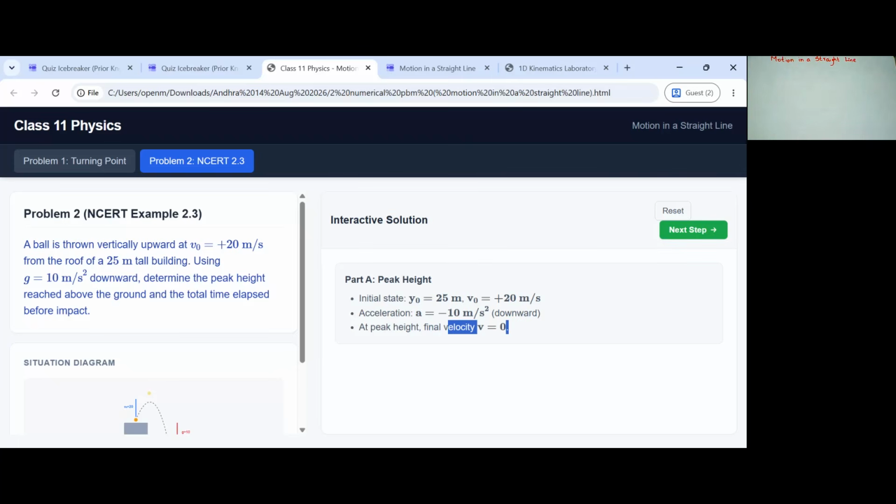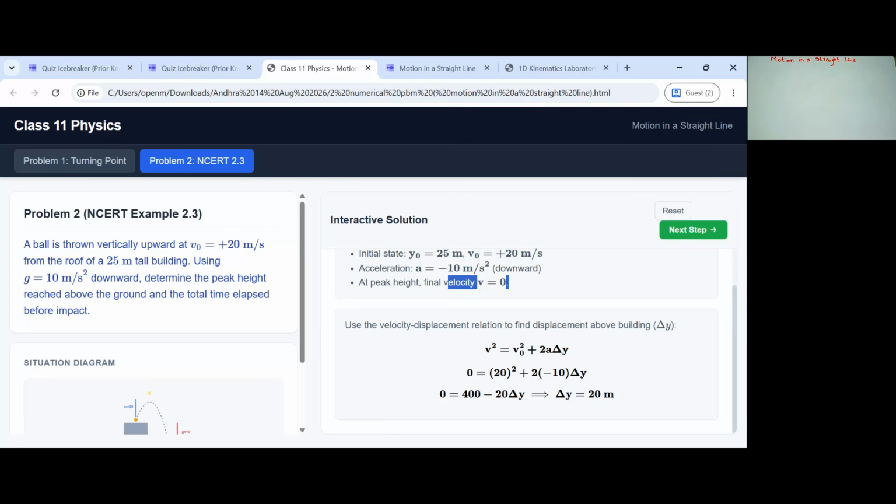Yeah, correct. So at the very top of its path, before it starts falling back down, it stops momentarily. Yeah, already we know that. So at the peak, v is equal to 0. Now, next step.